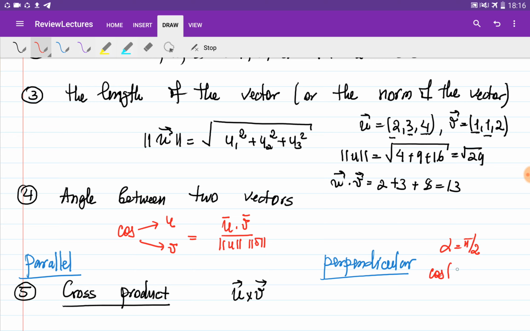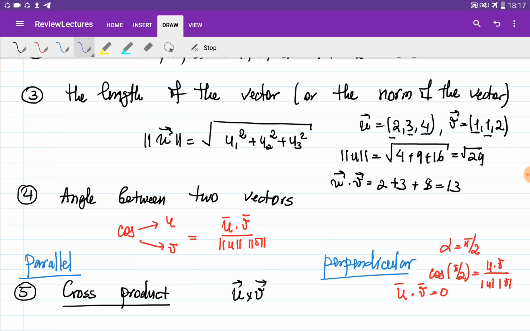And the cosine of pi over 2 is equal to u dot v divided by the multiplication of the lengths, right? And cosine of pi over 2 is equal to 0, which implies that u dot v is equal to 0 when the two vectors are perpendicular, and vice versa. If the two vectors are perpendicular, their scalar product or their dot product is equal to 0.